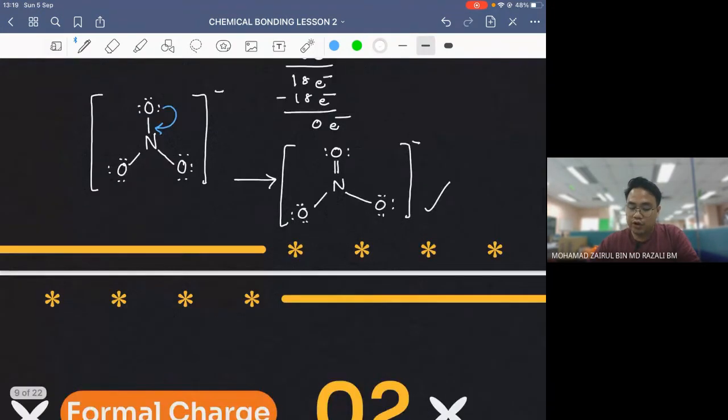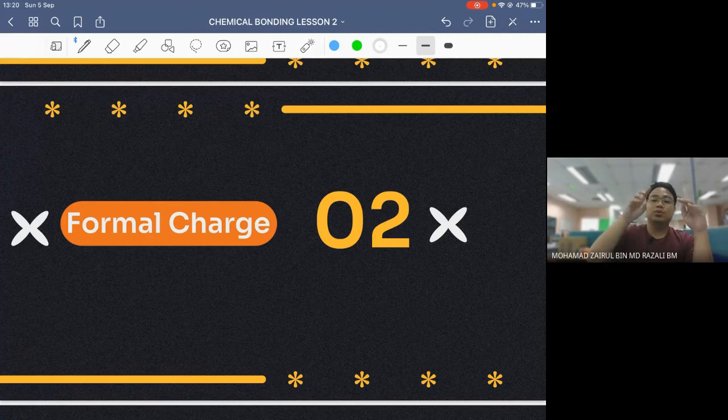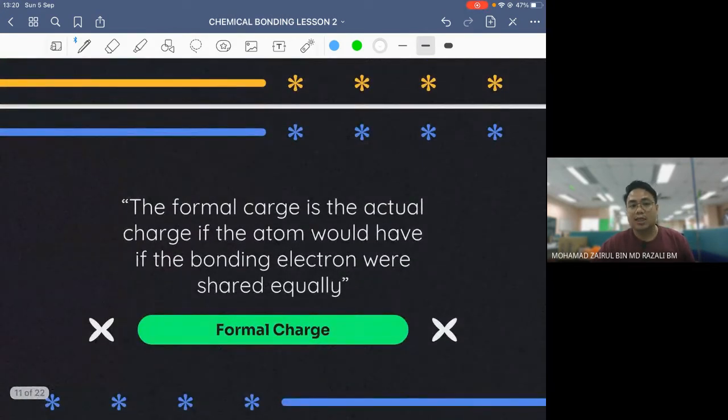Okay, so now you already learn how to draw the Lewis structure of any covalent species. Now we need to learn how to determine whether the Lewis structure that we have drawn is stable or not. In order to determine that, we need to calculate its formal charge. By definition, the formal charge is the actual charge the atom would have if the bonding electrons were shared equally.